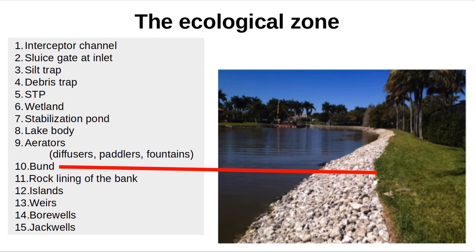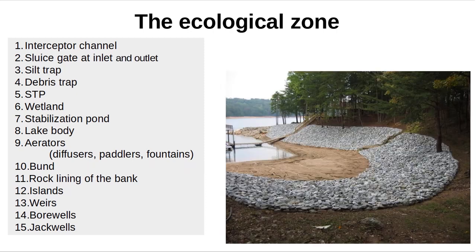Bunds are soil embankments that hold water. Their design must follow standardized patterns and the material used to build them must pass stringent tests. Otherwise they are apt to get eroded and fail. The rock lining on the bank of a lake is important to prevent soil erosion during rains. It may have riprap or stone pitching, which is a wall built from large stones.